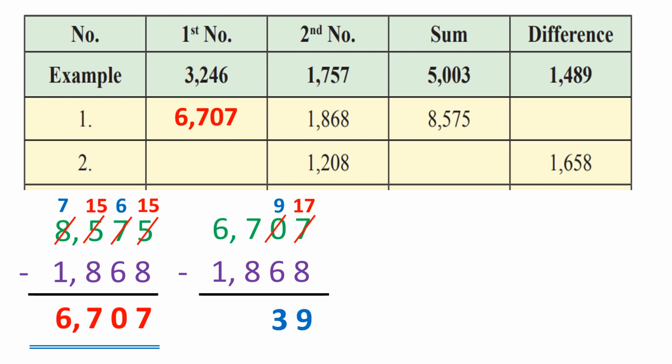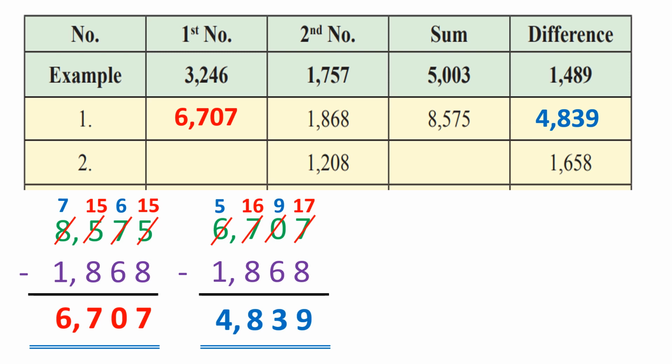7 here is 6. 6 minus 8 cannot be. You change this one to 16. Now 16 minus 8 is 8. 6 becomes 5. 5 minus 1 is 4. Your answer is 4,839 for the difference. Then you write here in the box 4,839 for number 1. Next is number 2.